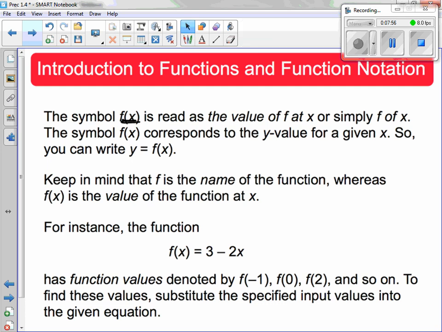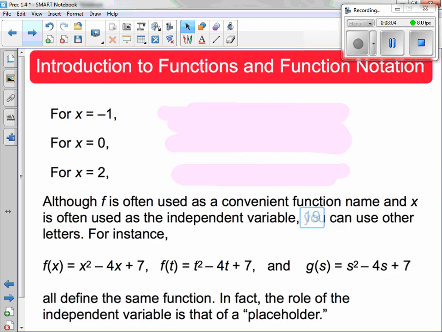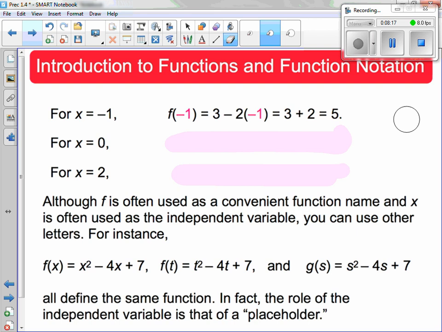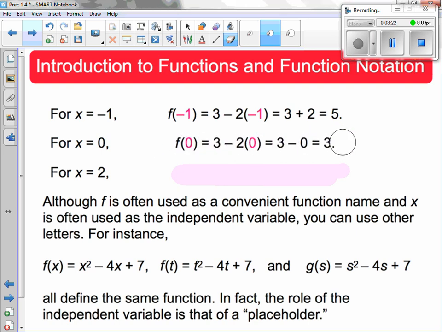Now, we can plug in values into this. So f of negative 1, f of 0, f of 2, and get a value out of it. If I plug in negative 1 into this here, we plug it in wherever x is. Y'all remember doing this in algebra 2? And then we simplify and get 5. Or we could plug in f of 0. Or we could plug in f of 2. And when we plug it in, we would get a value out. That's about it.